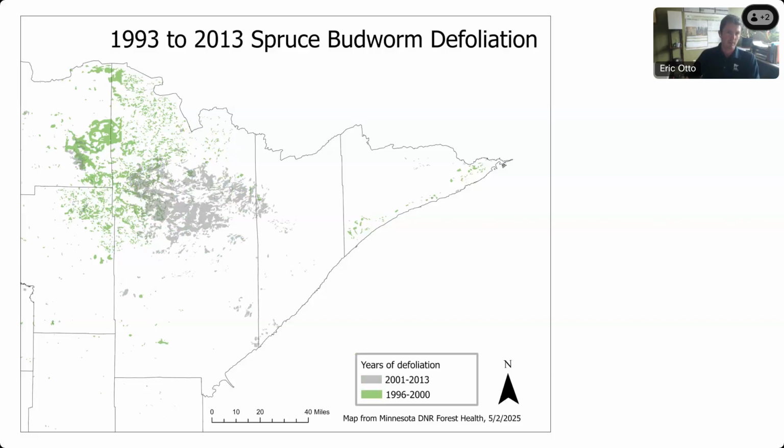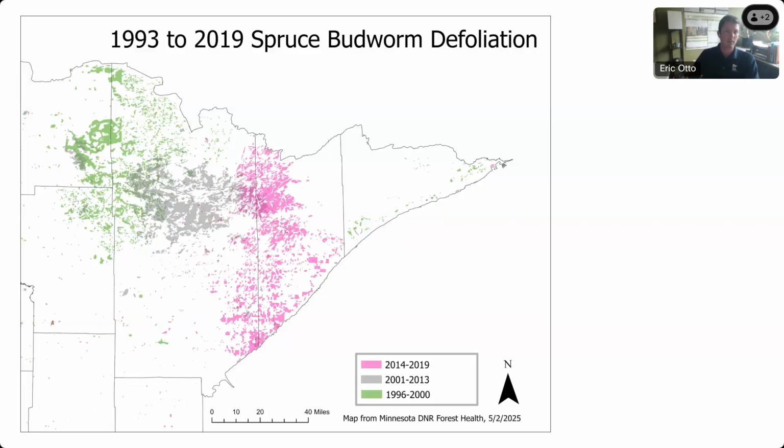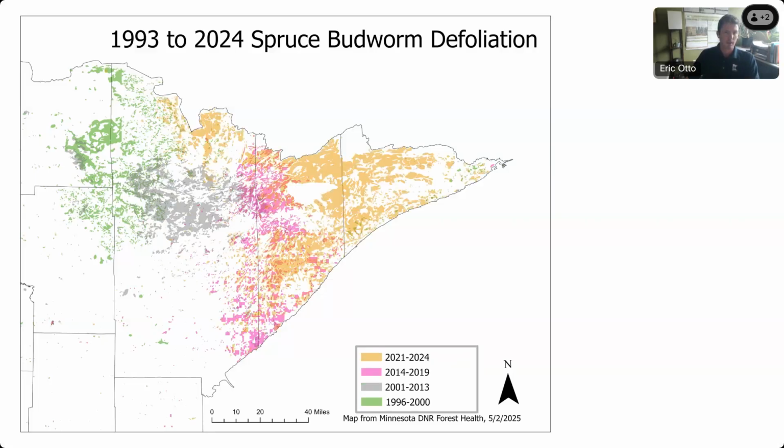So then the green is 93 to 2000. That grayish area is 2001 to 2013. So you can see it moves to that food source, moves to an adjacent area. 2014 to 2019 there in pink. And then this yellow-orange color is where we are now, 2021 to 2024. So that's more or less how it's moved throughout Northeast Minnesota over the past 30 years or so.